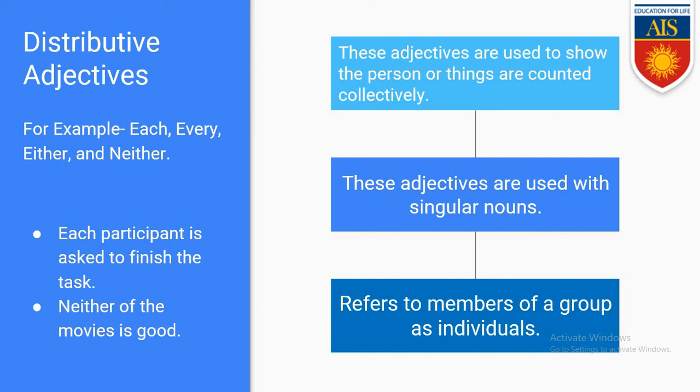Next is, neither of the movies is good. So there are 2 movies. Neither of them is good. None of them is good. So neither is the distributive adjective. By using neither, we are mentioning the group as individual. We are mentioning 2 movies as a single one.